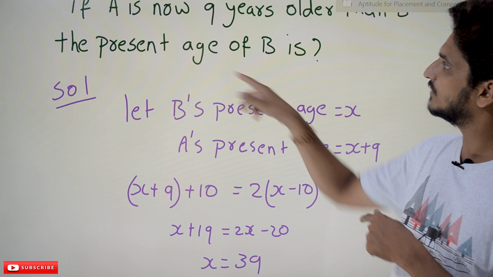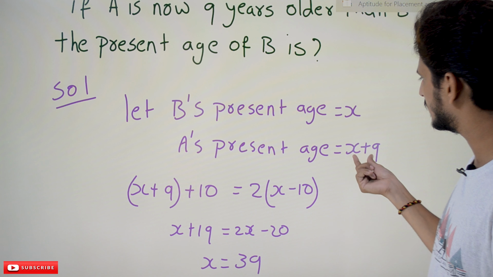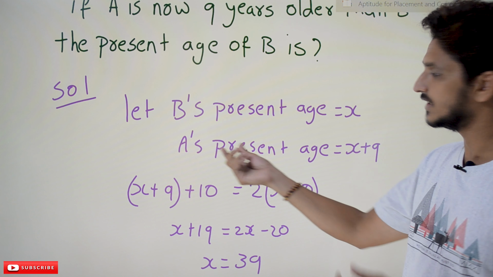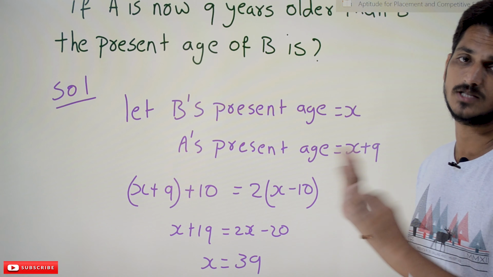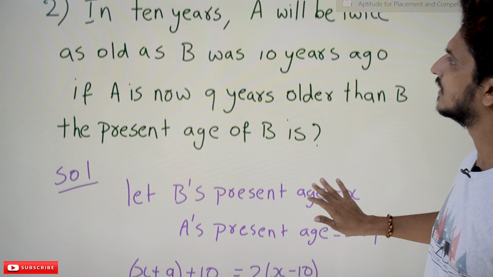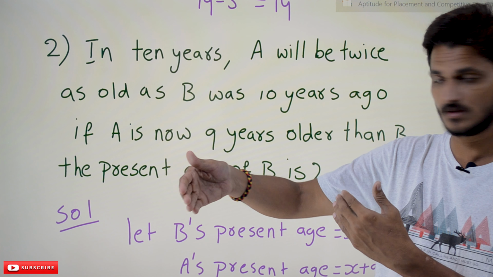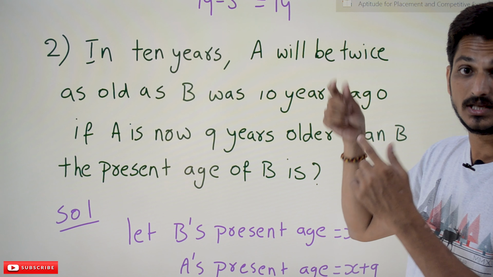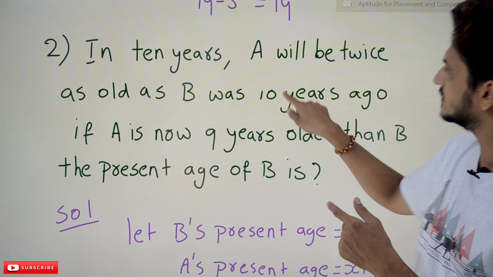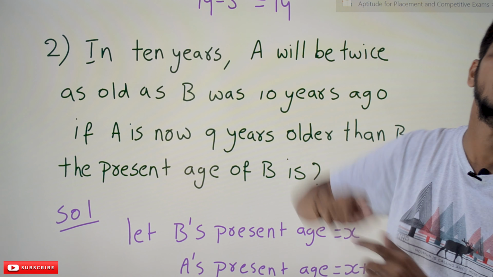From the second statement, A is 9 years older than B. So if B's present age is X, A's present age is X plus 9. From the first statement, in 10 years, A's age after 10 years will be twice that of B's age 10 years ago.